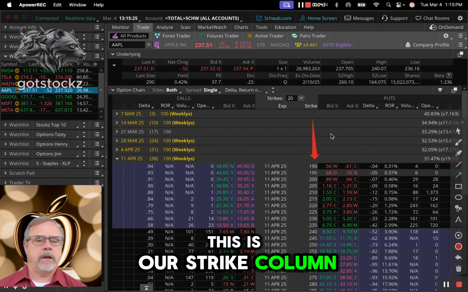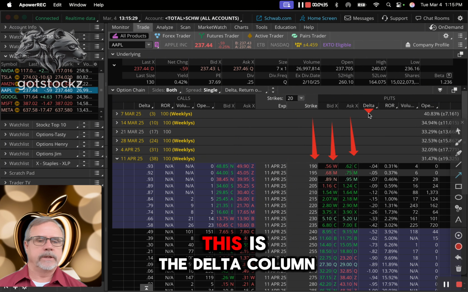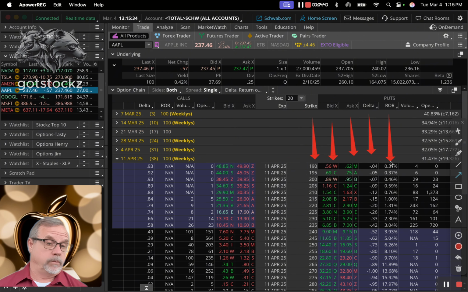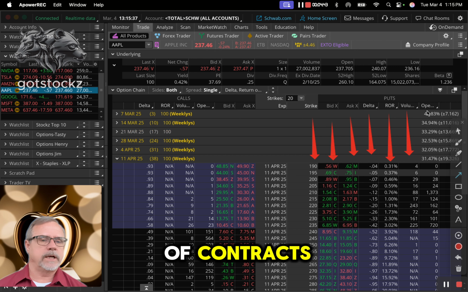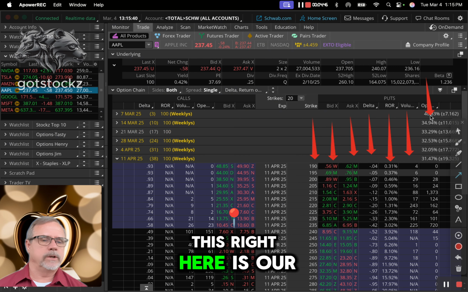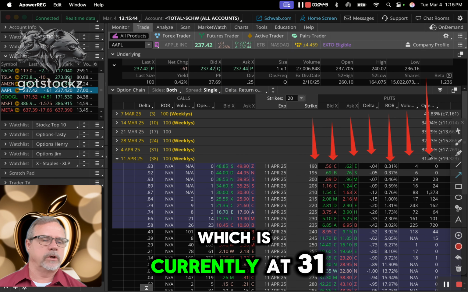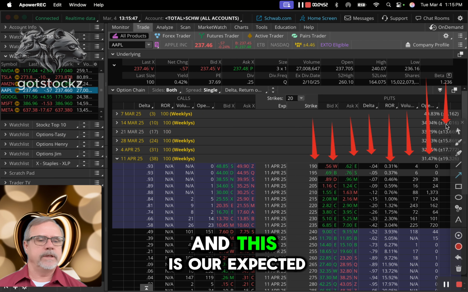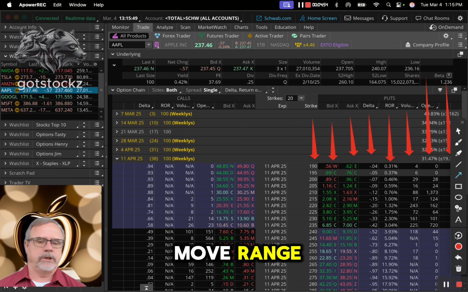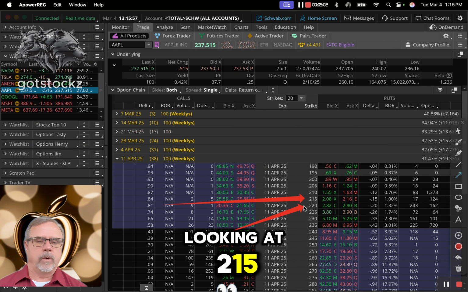This is our strike column, our bid, ask. This is the delta column, return on risk. This is the volume of contracts. This is the open interest. This right here is our implied volatility, which is currently at 31.47. And this is our expected move range. We're looking at the 215 or the 220.